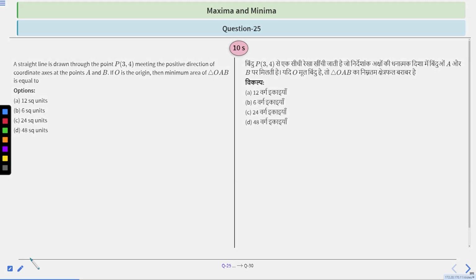So let's start with question number 25, which says a straight line is drawn through the point P (3, 4), meeting the positive direction of coordinate axis at points A and B. If O is the origin, then the maximum area of triangle OAB. See, the hint of this question is from point P, we have drawn a line which is meeting the positive direction of x-axis and y-axis at points A and B. Then A, B, and O will form a right angle triangle. Clear? Then we have to find the minimum area of triangle OAB.